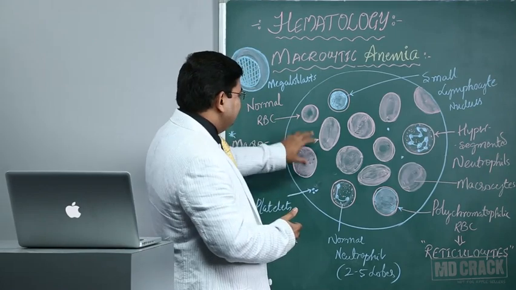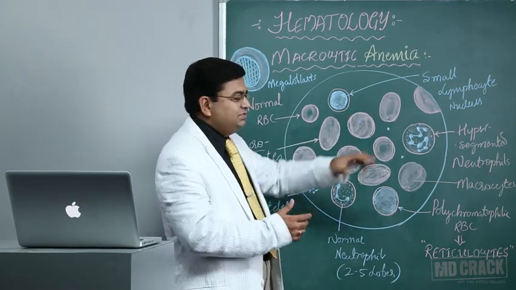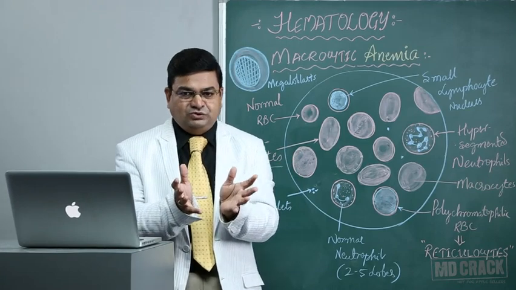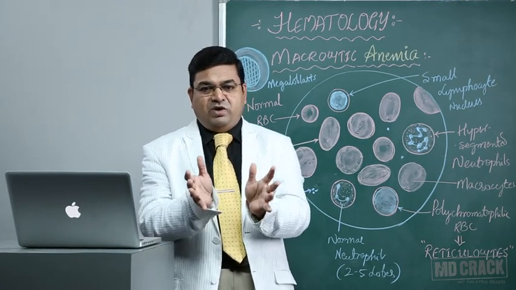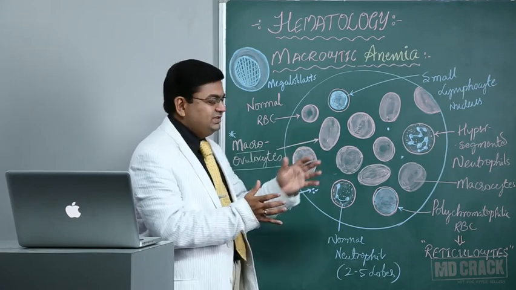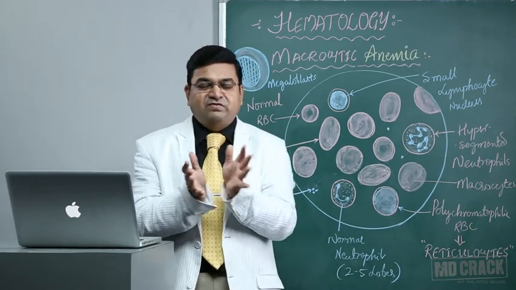So what will happen in megaloblastic anemia? We keep on seeing RBCs which are very, very large in size. The MCV, mean corpuscular volume, for a normal RBC is 76 to 96 femtoliters.